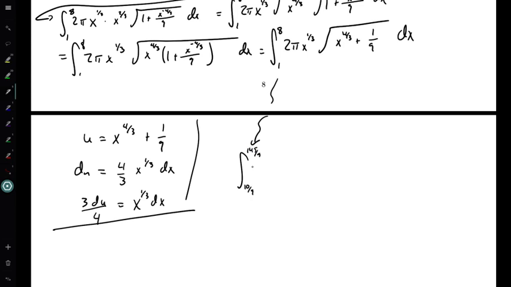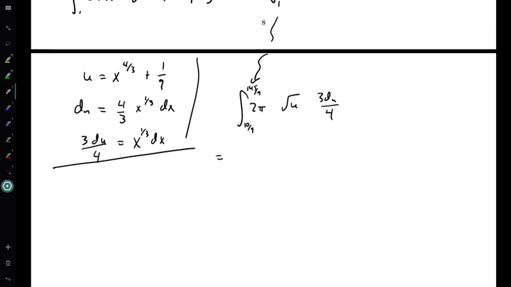So we still have 2 pi out front. x to the 1/3 dx becomes a 3 du out of 4. And now we have the square root of u, and we want to actually integrate. So let's combine some of these terms. 2 out of 4 is going to give me a 2 in the denominator, a 3 in the numerator. So we have a 3 pi out of 2. The integral of the square root of u is going to give me a u to the 3/2 times 2/3, and I'm evaluating from 10 over 9 to 145 out of 9.